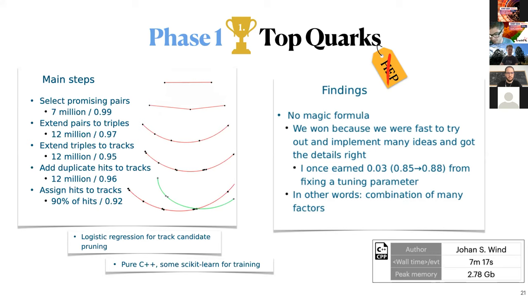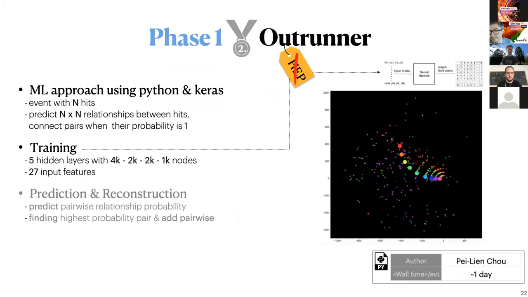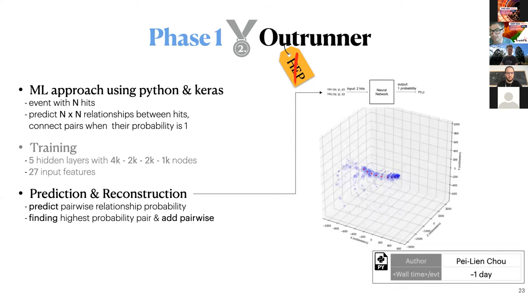But at the first phase, we did not ask for the speed of the algorithms. That was followed up closely by another non-HEP member, which was a pure ML approach that used Python and Keras, that basically created a massive deep network with 4,000 input layers, 4,000 first hidden layers connected to 2,000 other hidden nodes in the layer, using all the input features and training basically a relationship between hits with the probability are those hits from one track with a massive training effort. And then in the prediction reconstruction, basically unraveling this, take hit pairs, judge the probability that they belong together, and then build tracks from that.